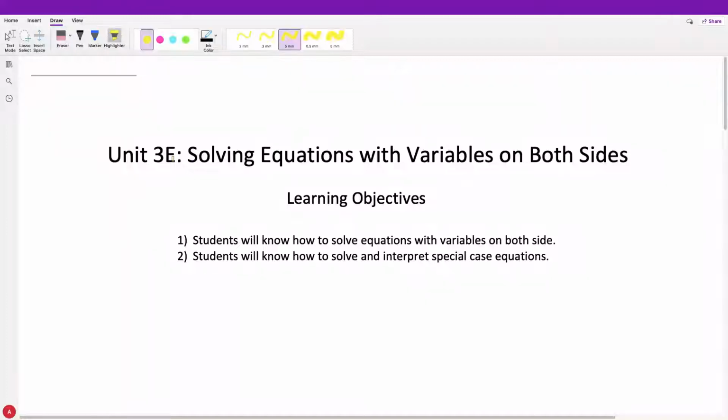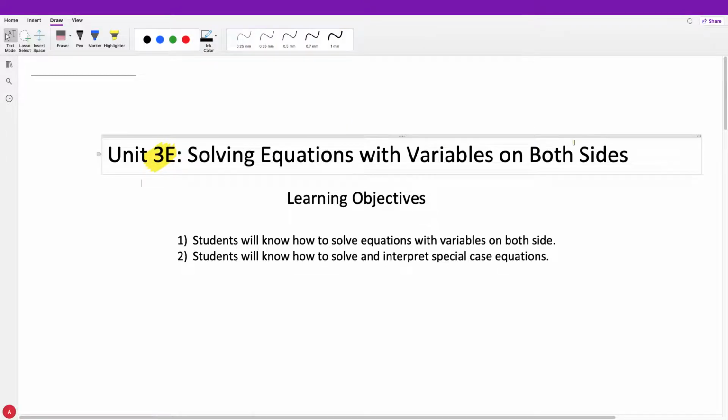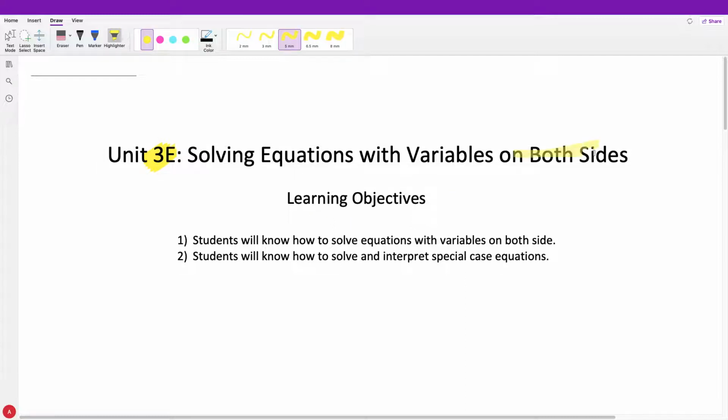All right, so now moving on to the next video, which is our last video before our next assessment, and that's going to be 3E. And now we're taking everything we're doing just one step further. So we've been progressing step by step in all of these videos, and now we're going to be solving equations with variables on both sides.